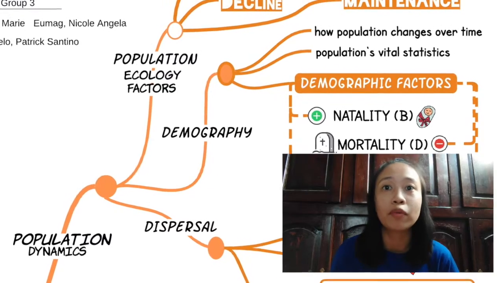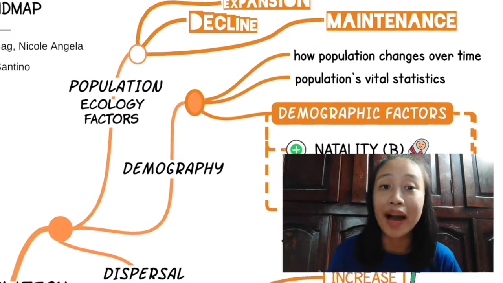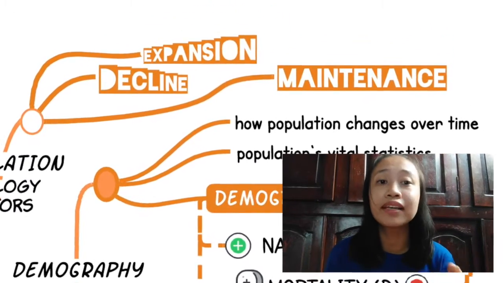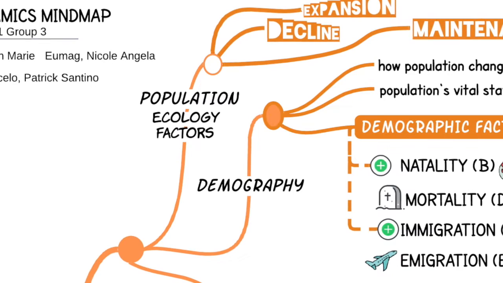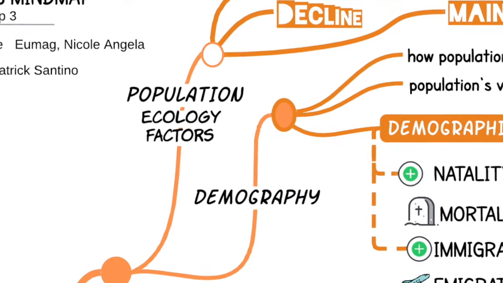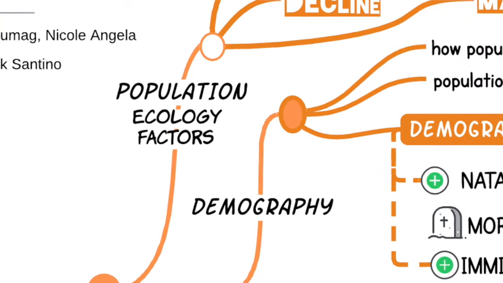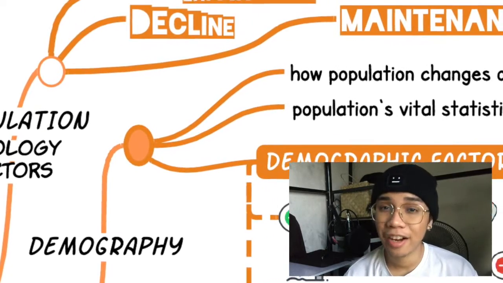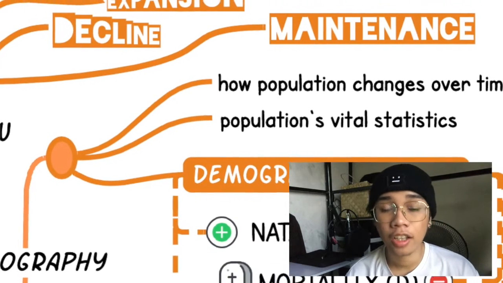Okay, now that we're done with the population basics, we will be moving with our second main point, which is the population dynamics. Population dynamics is the area in population ecology that is concerned with factors influencing the expansion, decline, or maintenance of populations. Population ecology has living and non-living factors, which influence the size and density of a population. Hence, this may lead to the expansion, decline, or can be maintained throughout time.